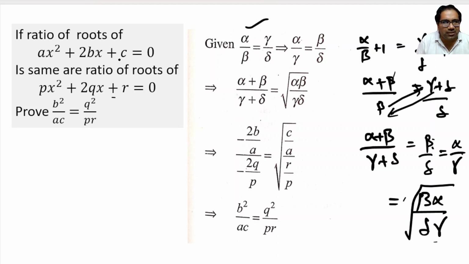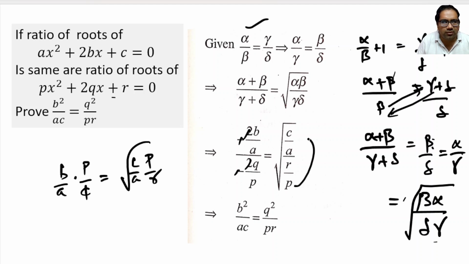And what is alpha beta? It is c by a, product of the roots. And gamma delta, product of the roots, is again r by p. So we can cancel this minus, and this two we can cancel. Right. The left hand side will be left with b by a times p by q is equal to the right hand side, c by a times p by r.